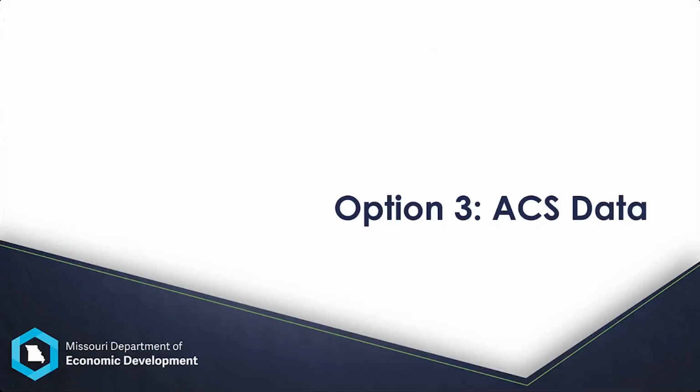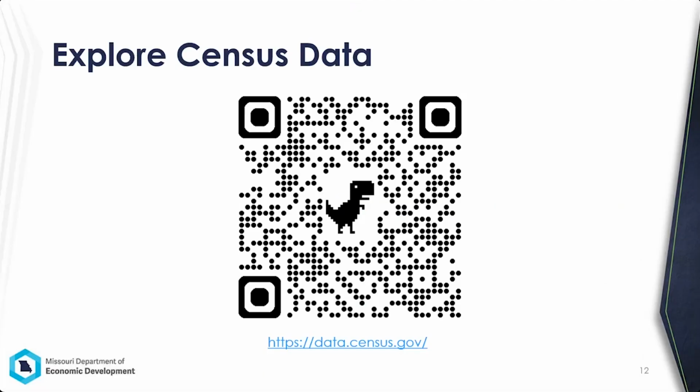Option 3 relates to all other projects and is the most common. We'll utilize the HUD LMI data and Census Table B06012. Let's cover how to find Census Table B06012 first. To begin, we'll navigate to the Census website. The QR code is linked here, or you can navigate to data.census.gov. This will also be the first result if you just Google Explore Census.